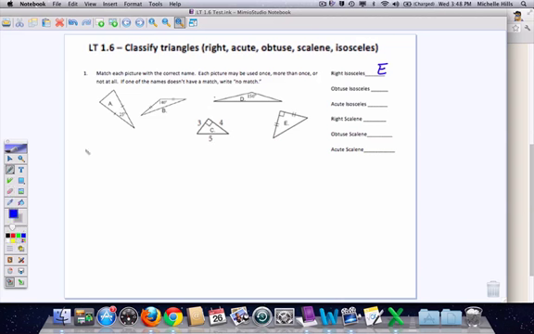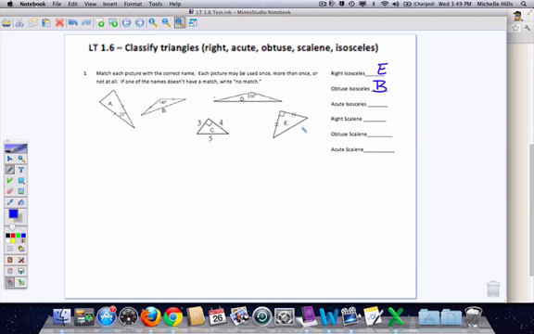Obtuse isosceles. Now, obtuse means the angle is more than 90 degrees, so D and B are both obtuse. Isosceles, again, means two sides are congruent. B shows that both of these sides are congruent, so B is an obtuse isosceles triangle.